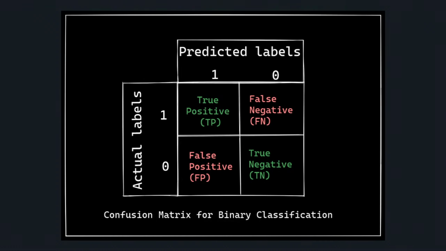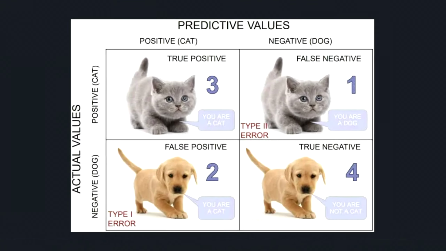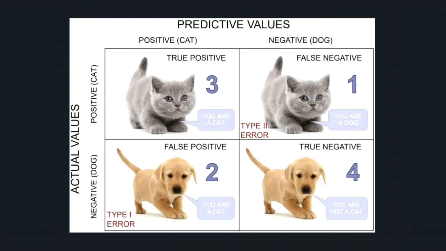To understand what these values are, let's take an example. Let's say you're building a model that will predict whether the given input is a cat or a dog. We can see that the rows contain the actual values and the columns contain the predicted values. Let's say that your model predicted a cat and the actual value is indeed a cat. In this case, this is a true positive example. This is shown in the top left cell, where there are 3 cases in this example where the model predicts that a cat is indeed a cat.